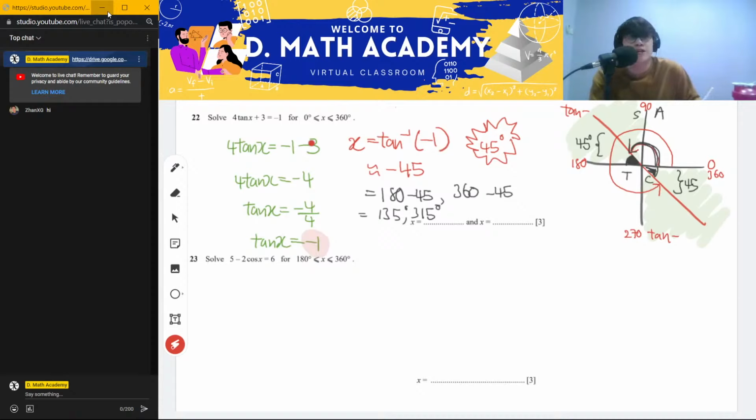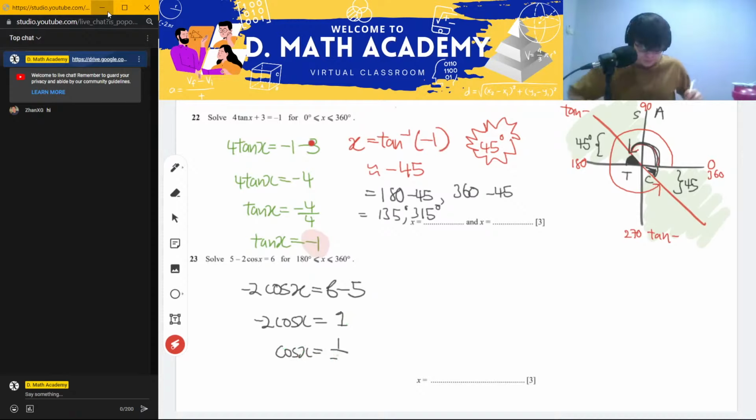For the next question here, remember you are still trying to make cosine your subject. So if you leave the negative 2 cosine x alone, you will have 6 minus 5 here. So you ended up with negative 2 cosine x equals 1, I think. So when you transfer the negative 2 away, you get negative 1 over 2. So it's very important. Again, we are drawing the quadrant again. This time around, they wanted cosine to be positive or negative. So those who are following me, please tell me if this value here is positive or negative.